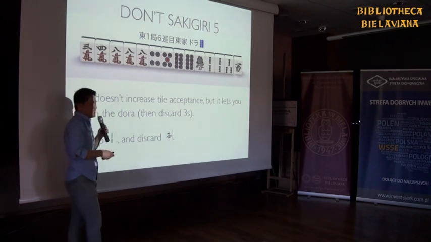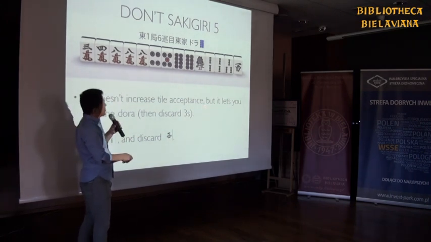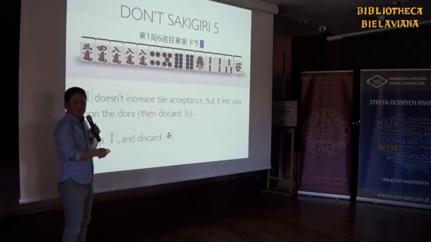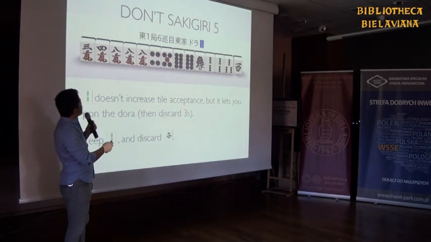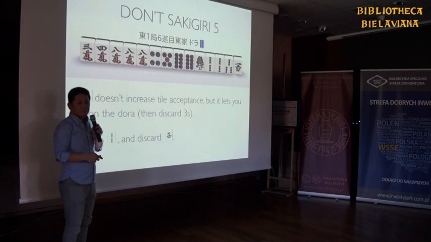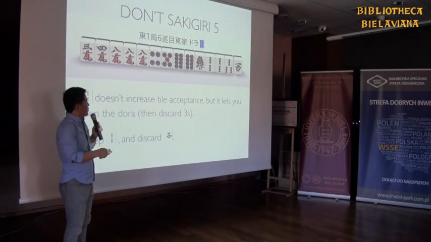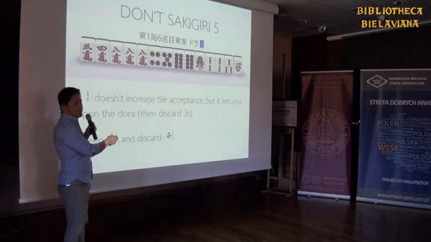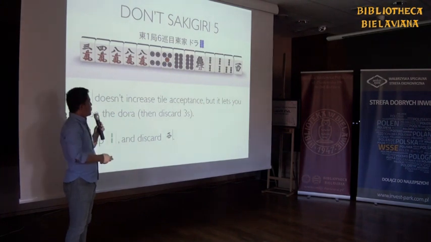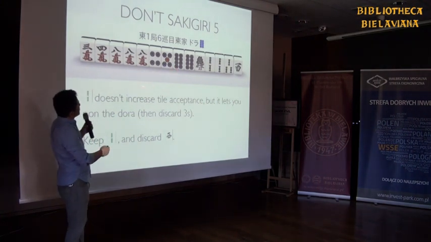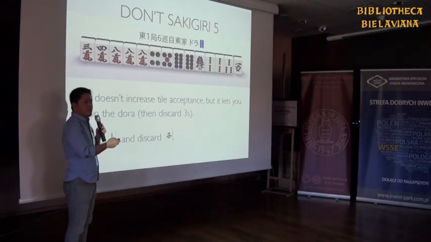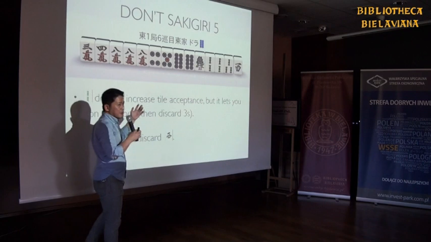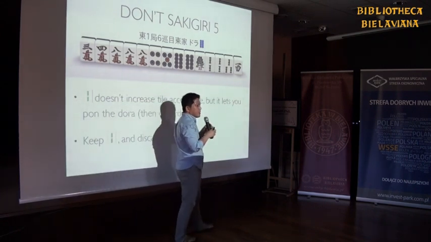Sorry, this is the last example where you should not do sakigiri. The 2 seems pretty redundant, right? 2 bamboo, you get Yanmen, Iishanten, right? But notice that this is Dora, 8-pin. You want to pawn 8-pin, or you want to pawn 2-sou to make the hand, to expedite the hand, right?